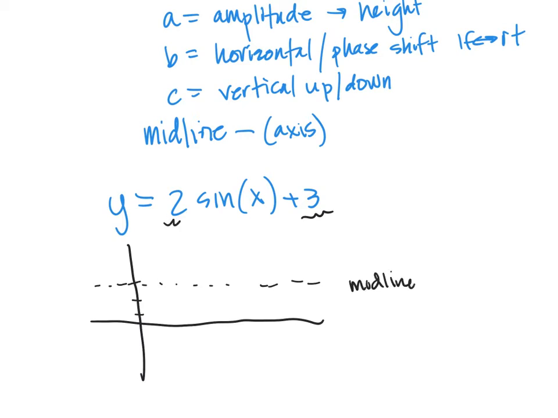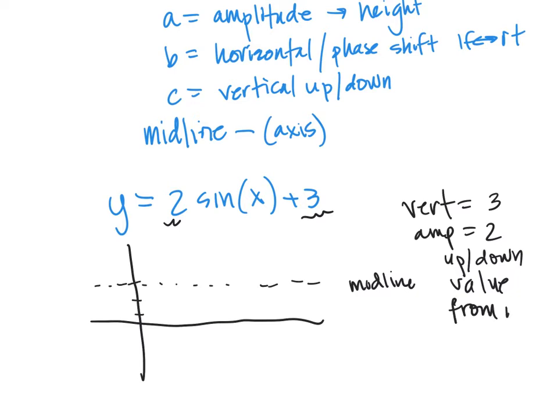And then there's our amplitude. So let's write these down first. Vertical shift is equal to 3, and our amplitude is equal to 2. So the amplitude is going to be the up and down value from the midline. Okay, so if we have our midline at 3 and our amplitude is 2, that means we're heading up to 5 and down to 1. All right, so those are going to be the values that we're going to use for our sine graph.